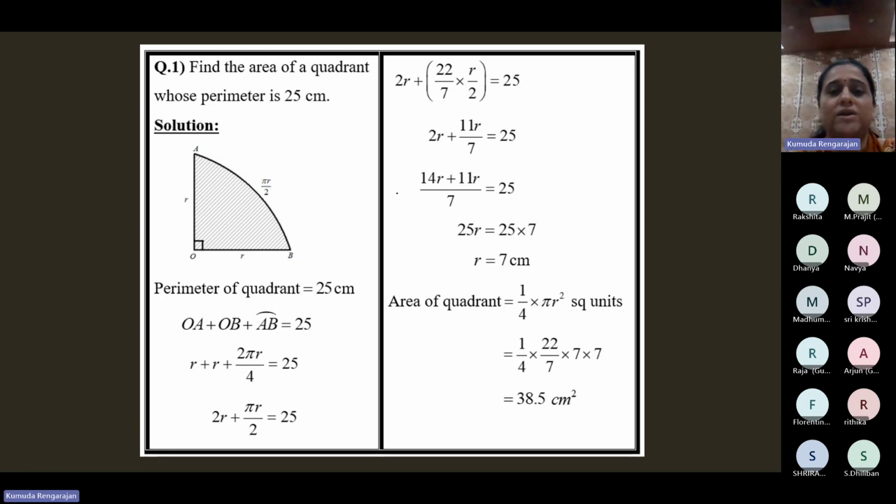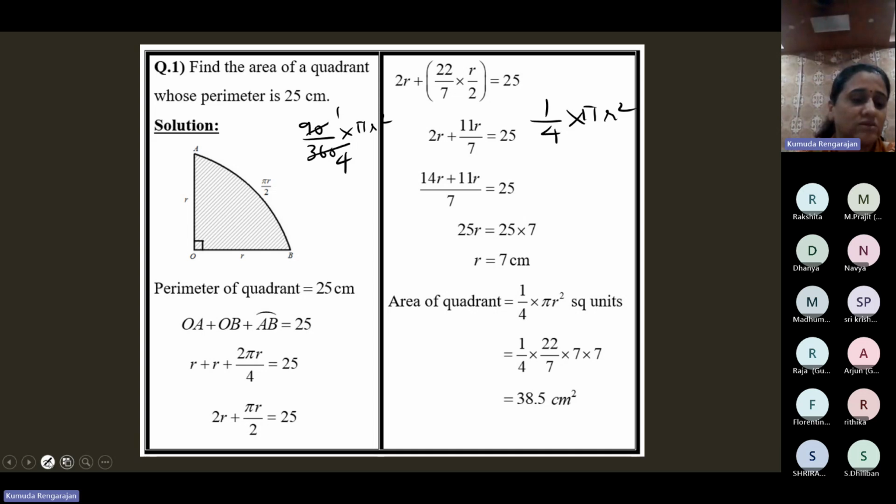Now find the area of the quadrant. The area of the quadrant is 1/4 of the total area, 1/4 into pi r square. Or you can also use the formula theta by 360 into pi r square. Theta is 90, so 90 by 360 reduces to 1/4. So 1/4 pi r square. That's about the first one.